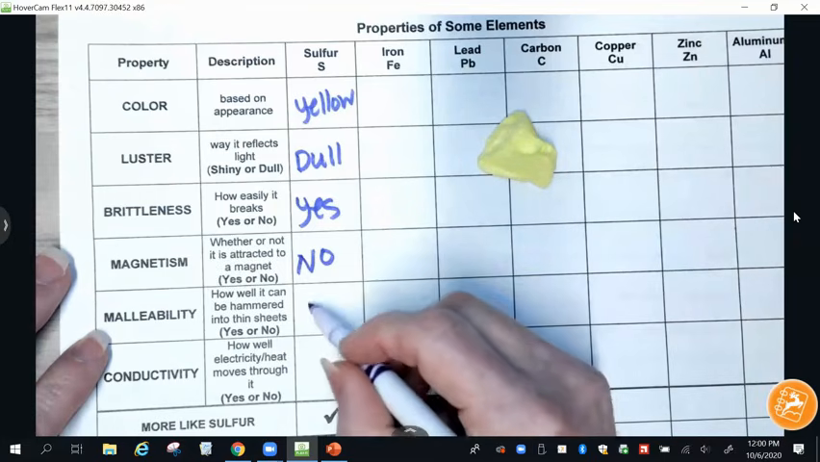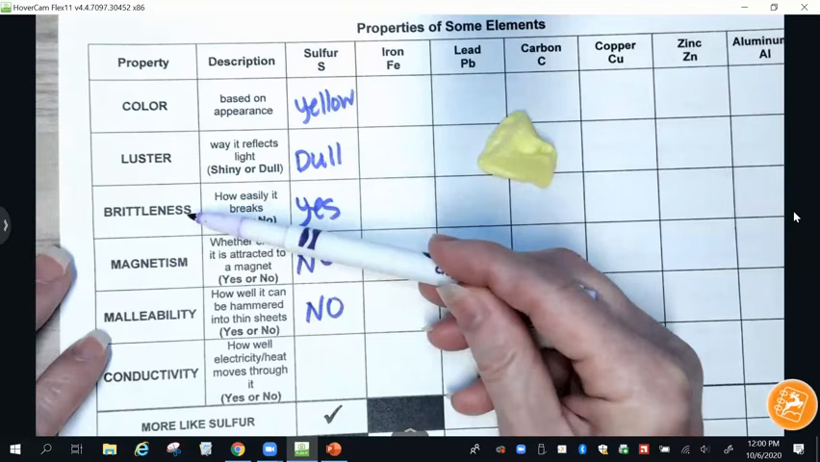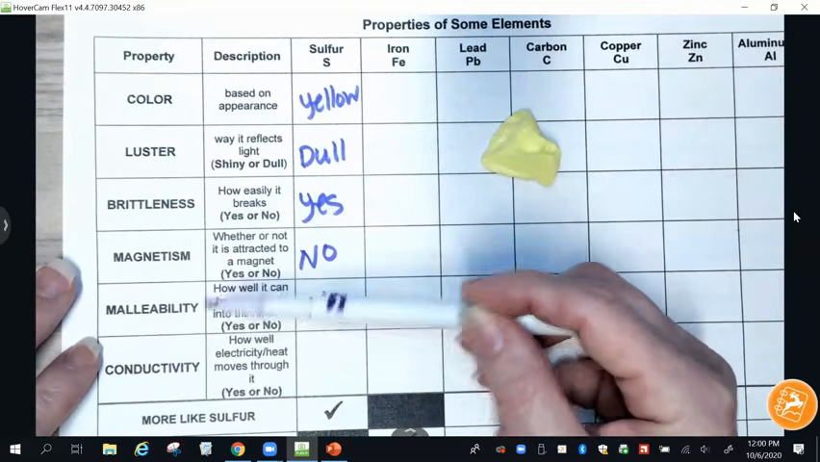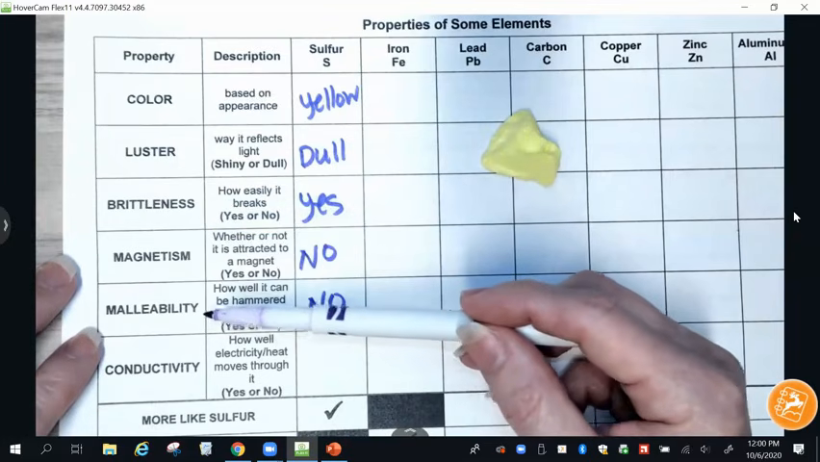No. So we're going to say no for malleable. And you know what? If you look at brittleness, brittleness kind of helps you answer the malleability part, because if it's brittle, you definitely cannot make it flat because it'll break.